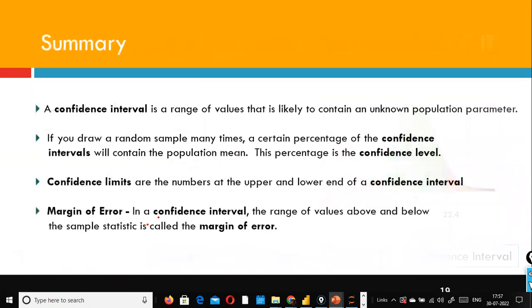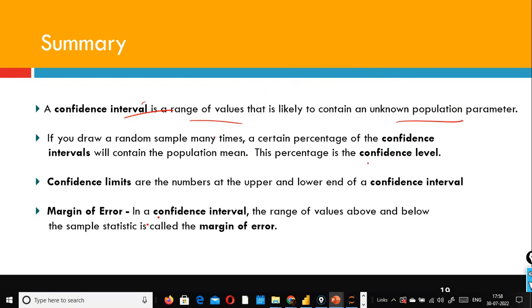To summarize: a confidence interval is a range of values that is likely to contain the unknown population parameter. We do not know the population average age. With the help of a confidence interval, we can define a range of values that is likely to contain the population parameter. A parameter is nothing but the population mean or population standard deviation. Remember this: if you draw a random sample many times, a certain percent of confidence intervals will contain the population mean.